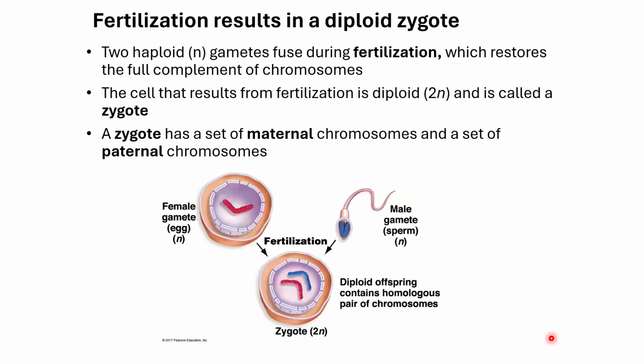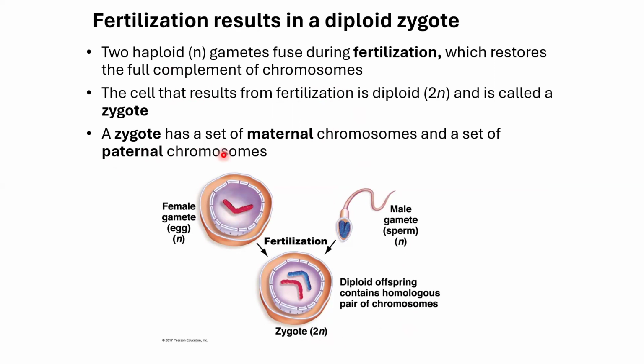Now these haploid gametes come together as an egg and a sperm, and they fuse together in a process called fertilization. This restores the entirety of the chromosomes, bringing it back to being diploid. The cell that results from this whole process is called a zygote, and it's diploid.